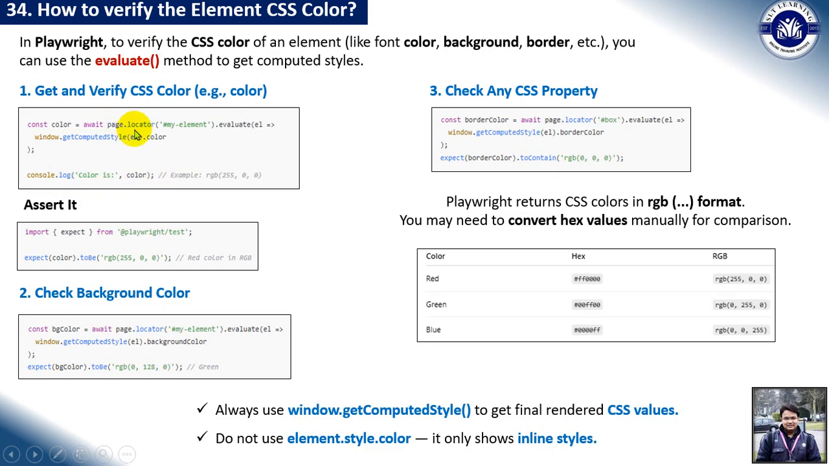So this will print the color of this particular element by using this command: getComputedStyle(element).color. Okay, so this is the method, this is the command you need to use: window.getComputedStyle(element).color. Now if you want border color, then .borderColor, and then .background. So these are the three things: color, background, and border color.